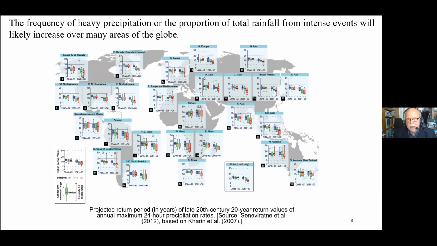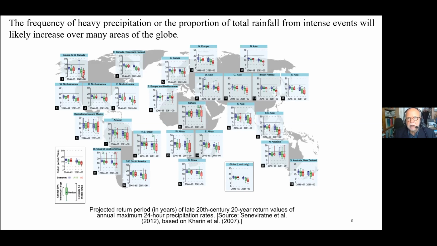And now something from the IPCC Special Report on Extremes, chapter edited by Sonia Seneviratne et al., 2012. I'm sorry for a very busy map. There are many boxes, many regional boxes. But since we have quite a number of international spectators from all over the world, perhaps this map is of some use. The frequency of heavy precipitation, or the proportion of total rainfall from intensive events, will likely increase over many areas of the globe.